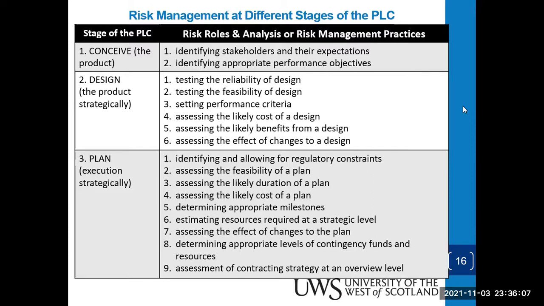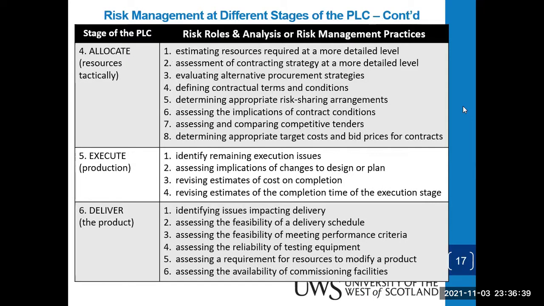What resources do we want to plug in at the strategic level? Of course, it can trickle down to the managerial and operational levels, but we always start from the top, looking at the bigger picture. Assess the effect of any changes to the project on the plan. What would it be? Any levels of contingency we need to put in place? Would there be possible future contingent liabilities, contingent resources where we need to leverage some key manpower? Also try to assess contracting strategy at an overview level.